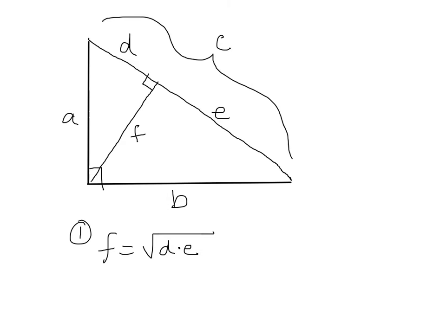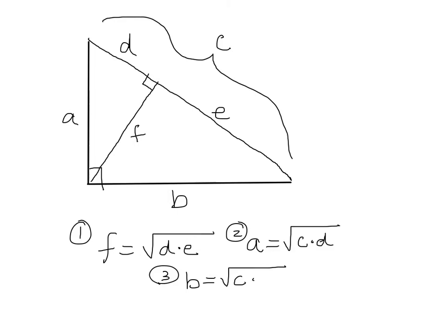All right. Now, the next one we're going to look at is letter A. A is the short side of the big triangle, and that's going to be equal to the square root of the whole big hypotenuse times the small part of the hypotenuse, D. And then the third equation is that the third side of the big triangle, B, is going to be equal to the square root of the hypotenuse times the longer part of the hypotenuse, E.